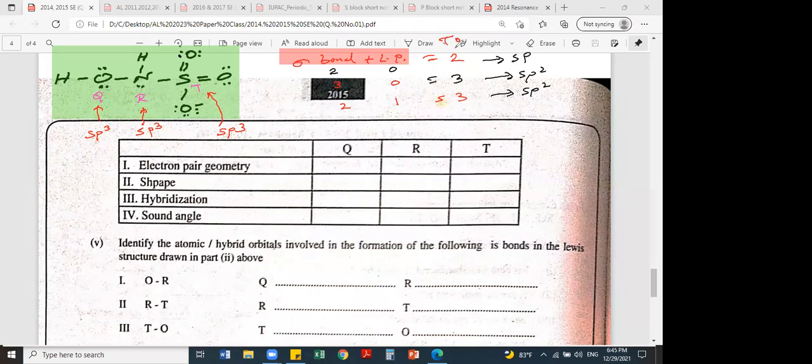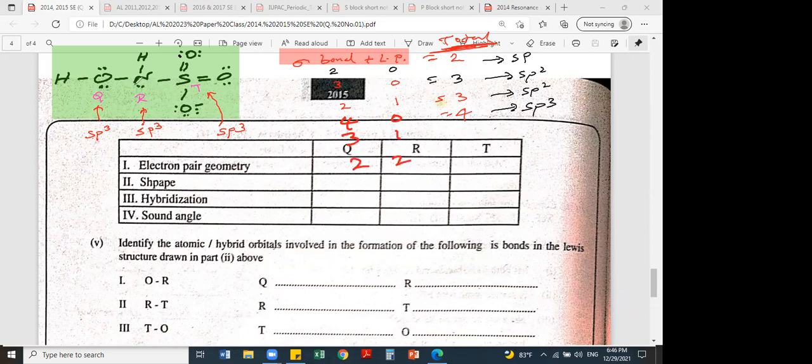If you get 4 here, it becomes sp3. If the total of sigma bonds and lone pairs becomes 4, it's sp3. What are the possibilities for this? It can be 4 0, then also sp3. What are the other possibilities? 3 1 is possible, 2 2 is possible.